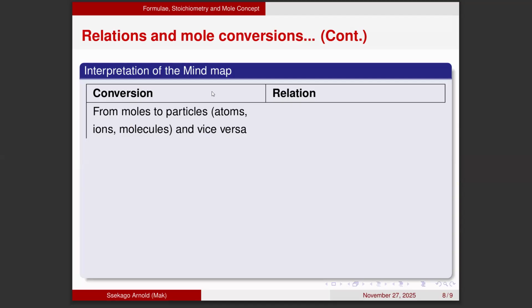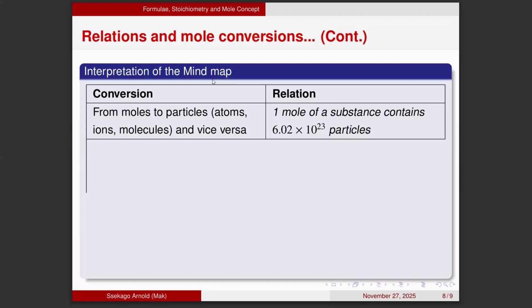So here we have the interpretation of the mind map. The other map which you have seen is what we call the mind map, and I have explained it very well. So what that mind map says, I continue to explain it further here. In this table I have the column for conversion, and also the column for relation.